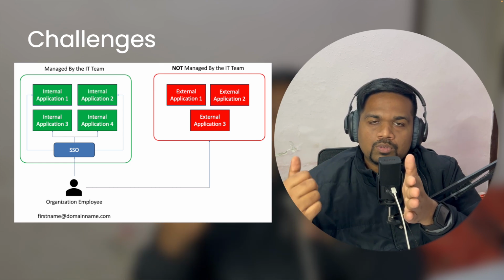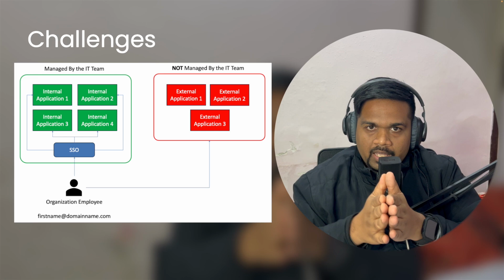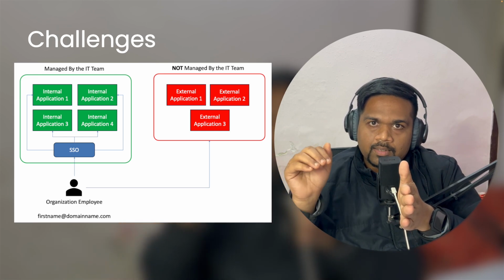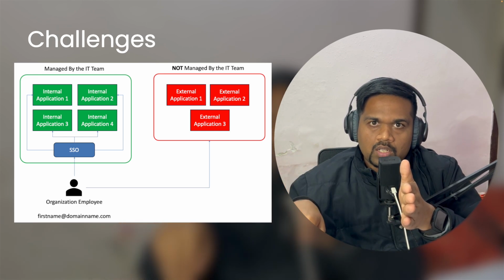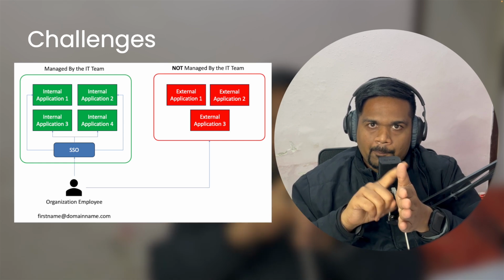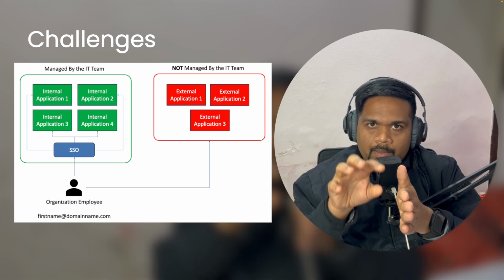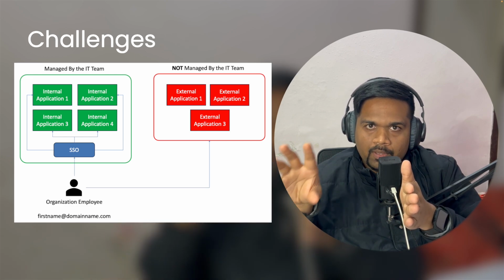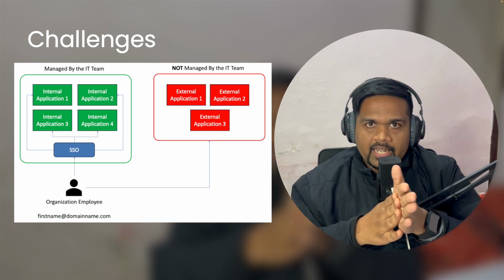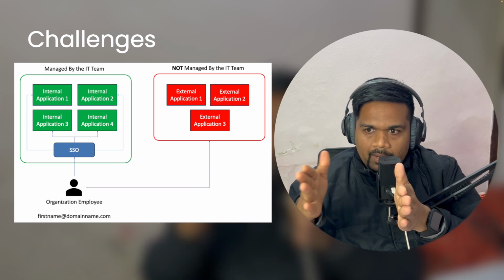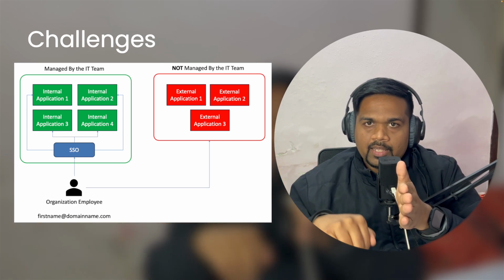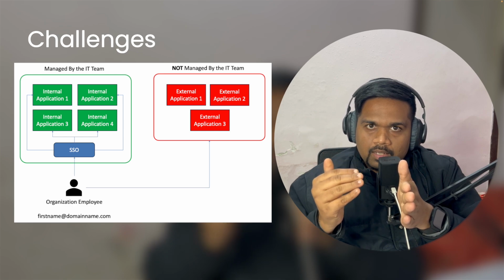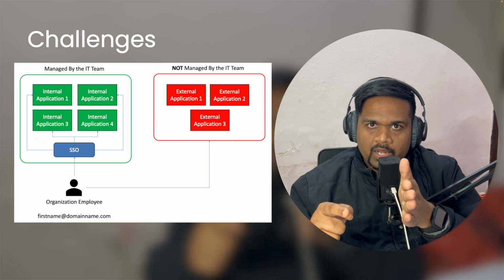But how to do the solution? There is a problem. Even though he changed the company, consider the employee is not telling the IT admin that apart from these applications, he is using these three applications, application 1, 2 and 3. If he does not tell the IT team, they will not know. After leaving the organization, he can use the email ID and password for that particular application.